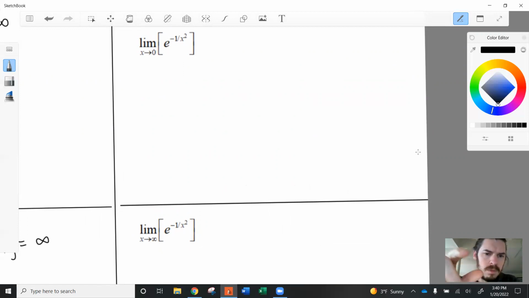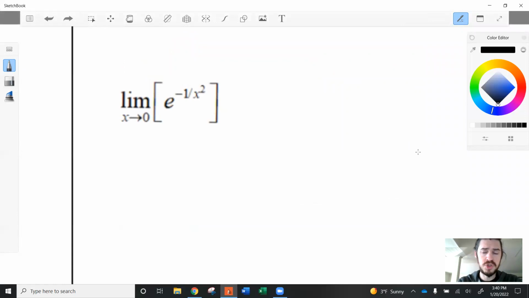We don't really need to look at negative infinity because the behavior is going to be the same as this case. You'll notice that x is squared. So whether x is positive infinity or negative infinity, it's not going to matter. Likewise, approaching 0 from the left or the right is not going to make a difference because, again, being squared, we'll get the same behavior on both sides. So how are we going to approach these?